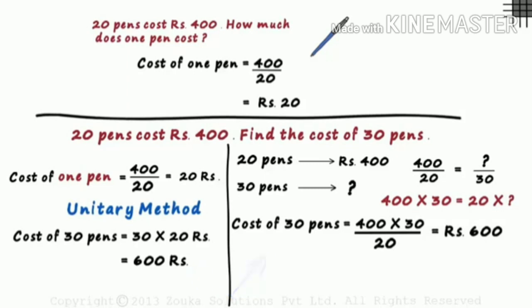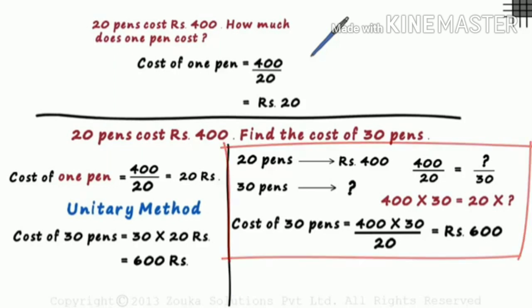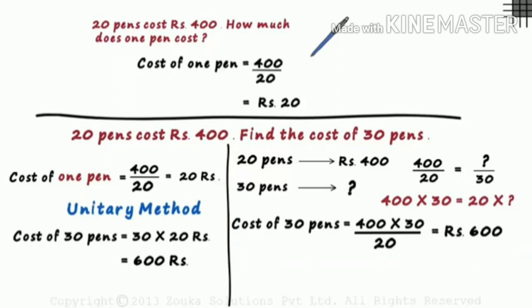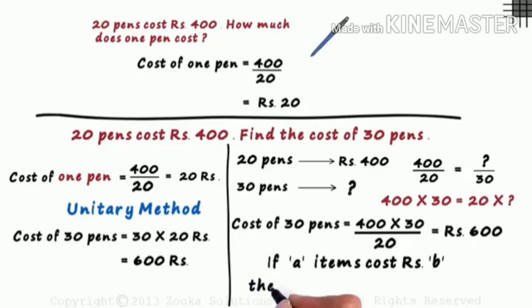Both methods are essentially the same. It's just that we have solved this one in one step instead of two. This is also called the unitary method. So if we have to generalize it, we can say that if A items cost rupees B, then C items will cost B by A multiplied by C. B by A is the cost of one item and C is the total number of items.